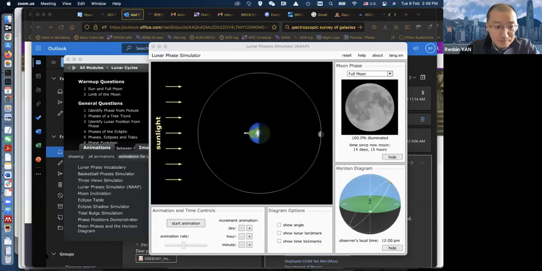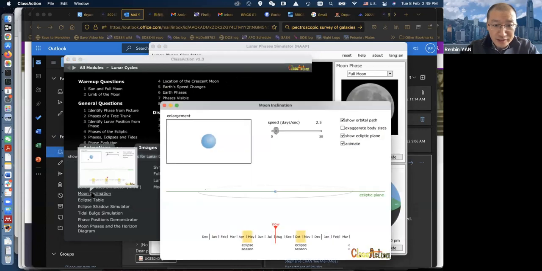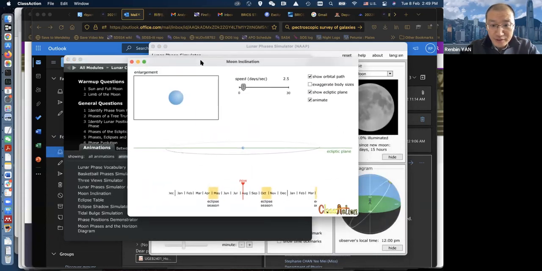Let me still share my full screen. So we have this class action app, and then there's a moon inclination simulation. You can see this is an animation that is showing the thing to true scale. So if you are looking at the Earth and the moon from the position of the sun, so suppose we are on the sun and we're looking toward the Earth.